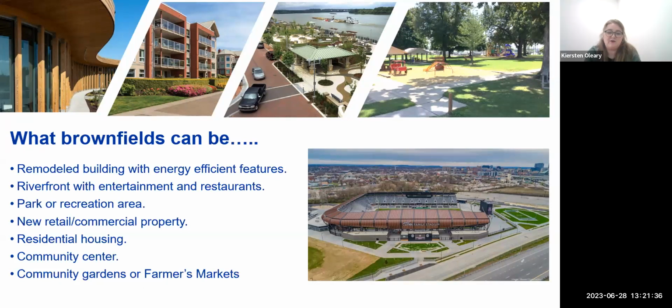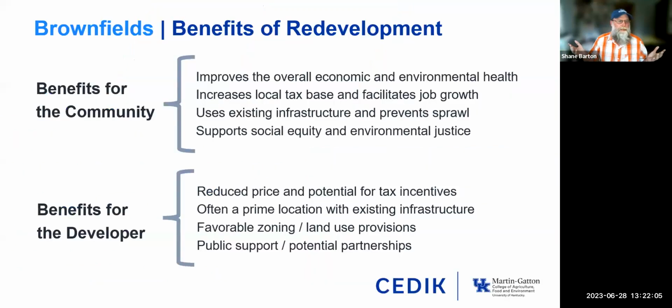For example, the Owensboro Riverfront had a lot of brownfield properties. That is now filled with a lot of entertainment and restaurants, mixed use developments. And brownfields can even be turned into residential housing, remodeled buildings that have energy efficient features. There are just a lot of possibilities when it comes to the end use of a brownfield property. So thank you. And with all of those opportunities comes a lot of benefits for communities.